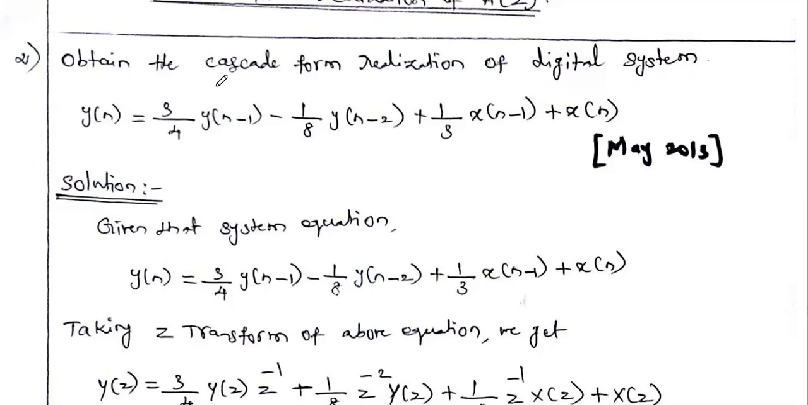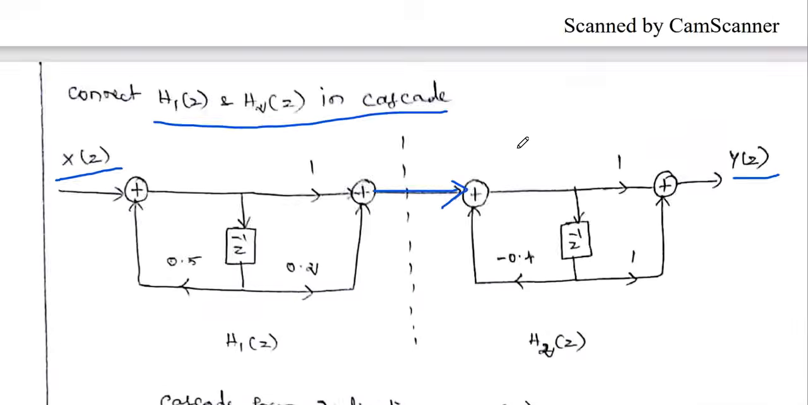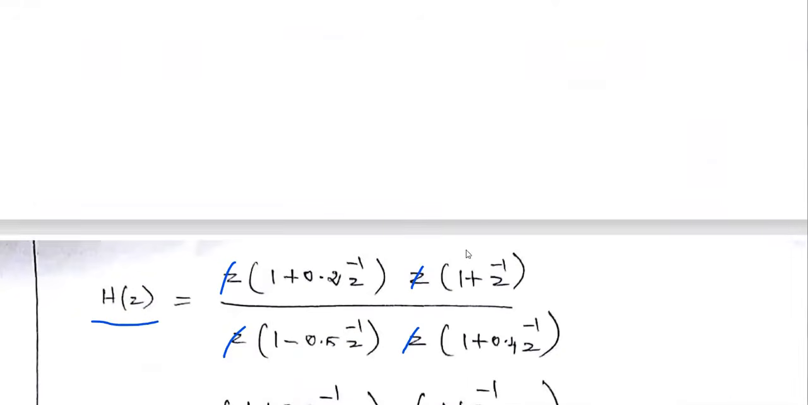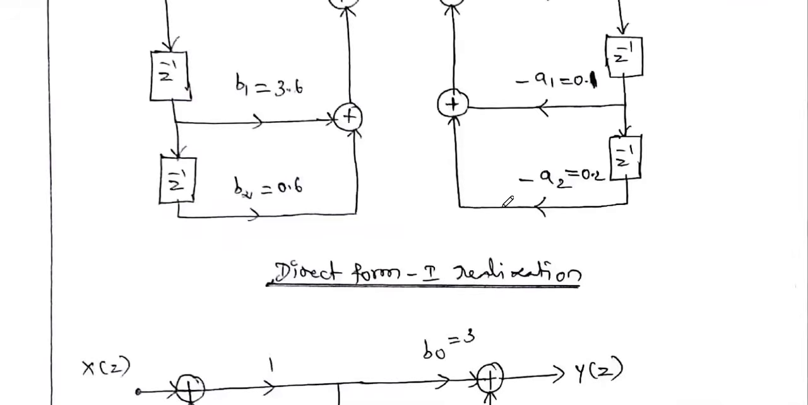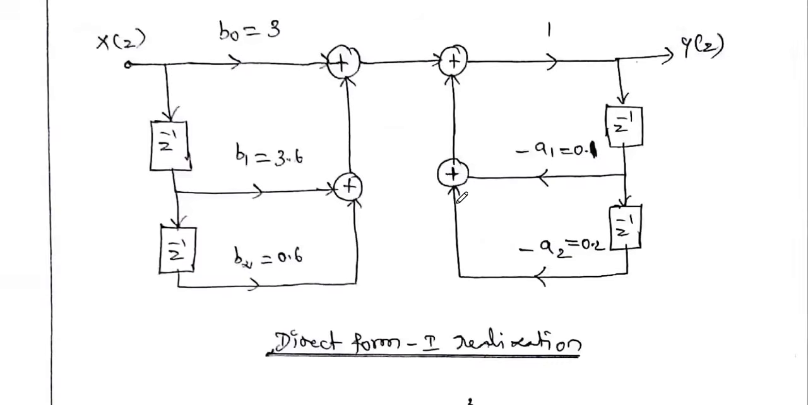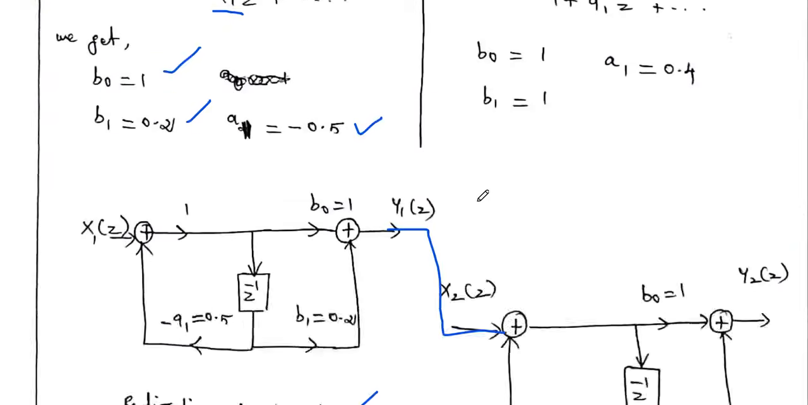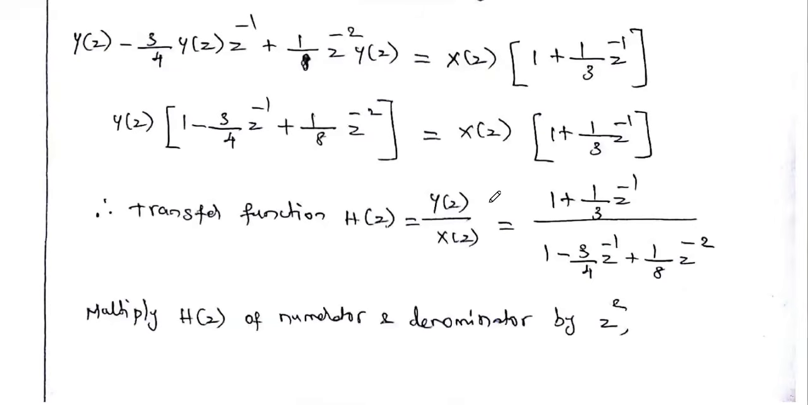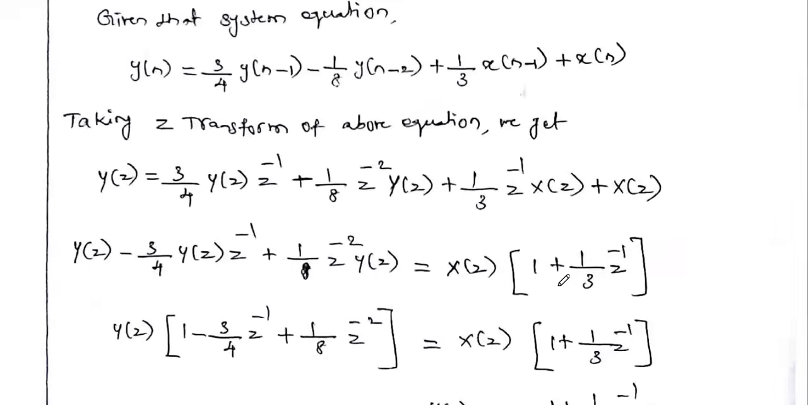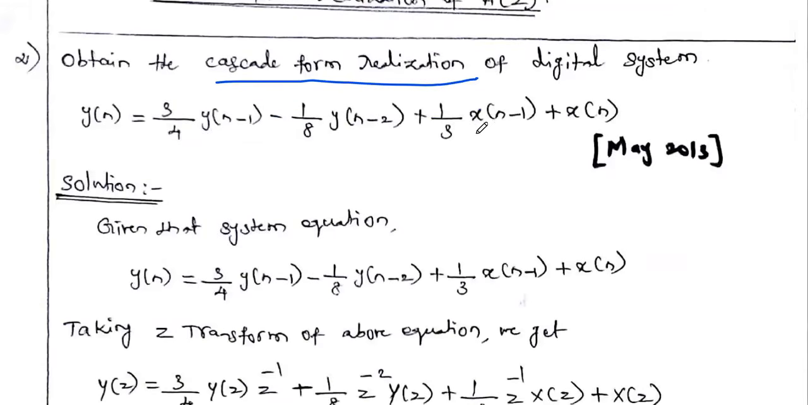Obtain the cascade form realization of the digital system y of n equal to 3 by 4 y of n minus 1 minus 1 by 8 y of n minus 2 plus 1 by 3 x of n minus 1 plus x of n. It's a May 2013 question. Already we discussed one question, a December 2017 question. For that problem we derived three structures: direct form 1, direct form 2 and cascade form. Here we are going to realize the system in only one method, cascade form realization.